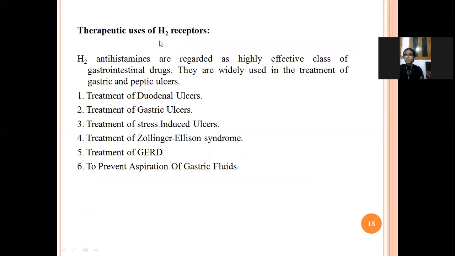So uses of the H2 receptor blocker. It is mainly used in the treatment of duodenal ulcers, gastric ulcers, stress-induced ulcers, GERD, and also the aspiration of gastric fluids. So it is used in the treatment of different types of ulcers like duodenal, gastric, stress-induced, GERD, aspiration of gastric fluids.